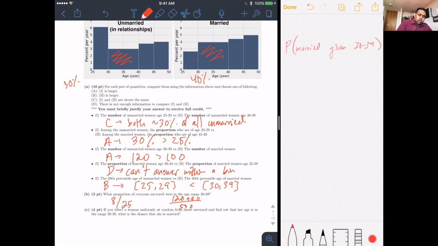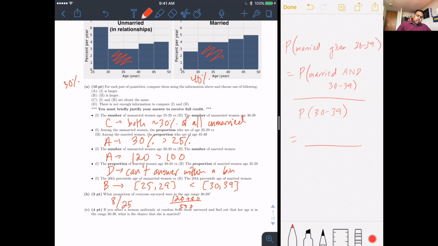Well, as we learned, the rule for conditional probability is that this would be equal to the probability she's both married and 30 to 39, over the probability she's 30 to 39. Right? So let's try and calculate this.